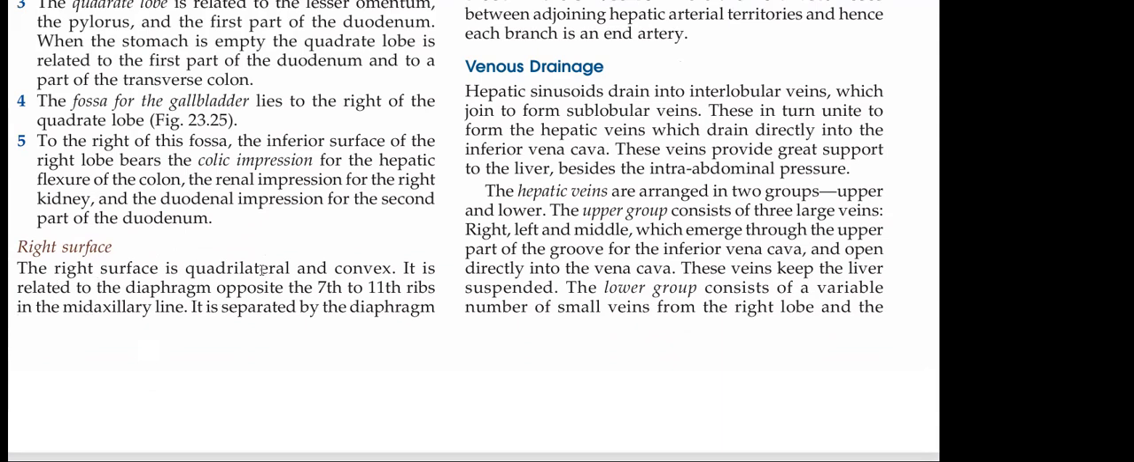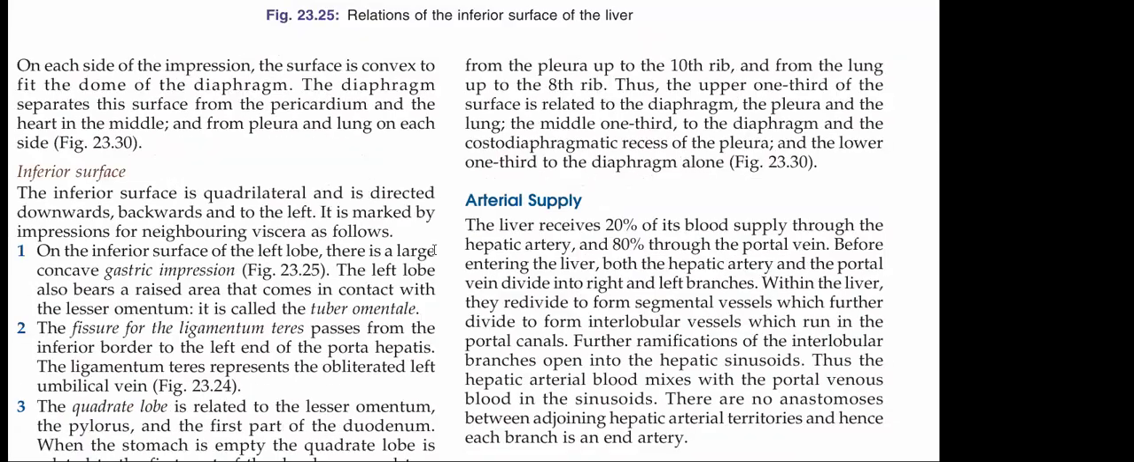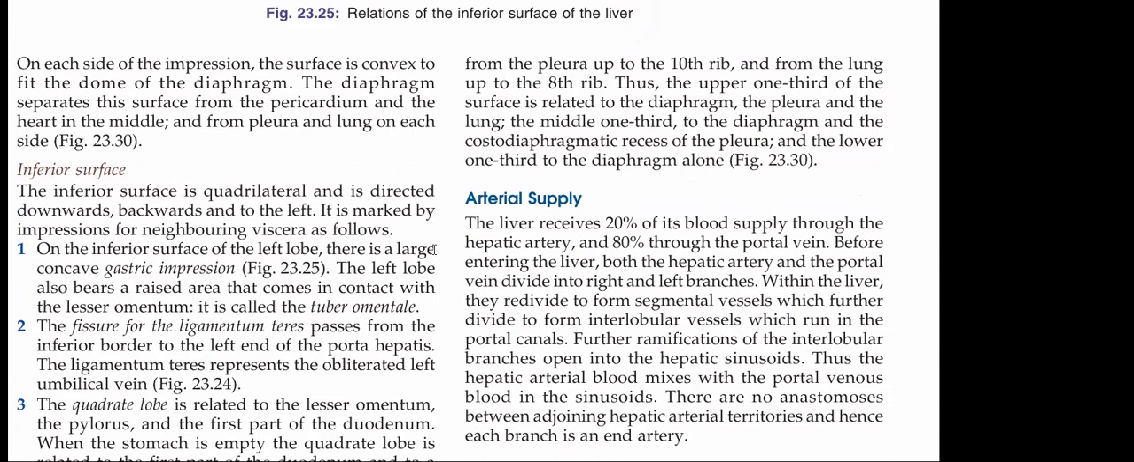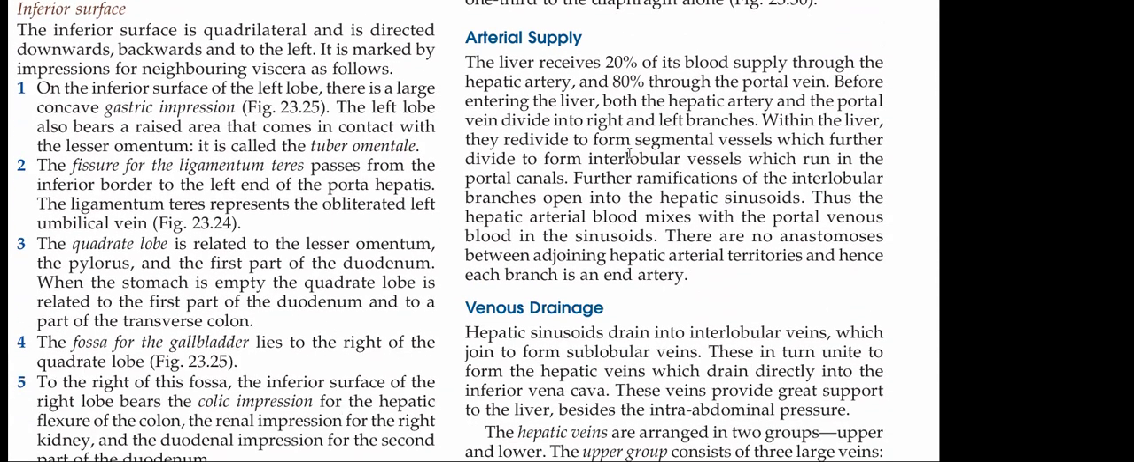The right surface is quadrilateral and convex. It is related to the diaphragm opposite the 7th to 11th ribs in the mid-axillary line. It is separated by the diaphragm from the pleura up to the 10th rib and from the lung up to the 8th rib. Thus, the upper one-third of the surface is related to the diaphragm, the pleura, and the lung, the middle one-third to the diaphragm and the costodiaphragmatic recess of the pleura, and the lower one-third to the diaphragm alone.